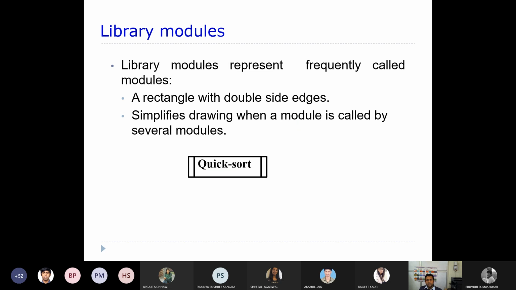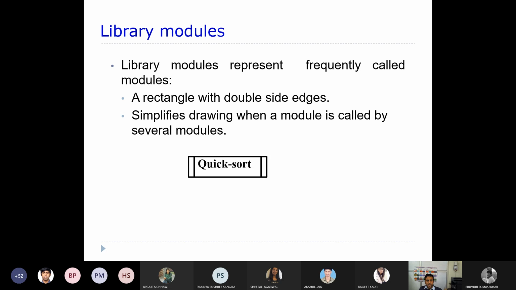Now the library module represents frequently called modules. It is a rectangle with double side edges. So if a module is frequently called, you can represent that particular module with double side edges.